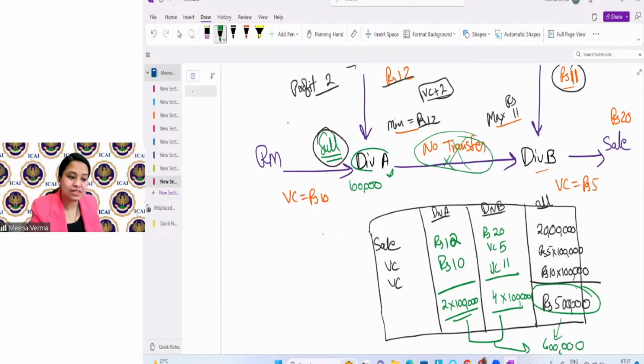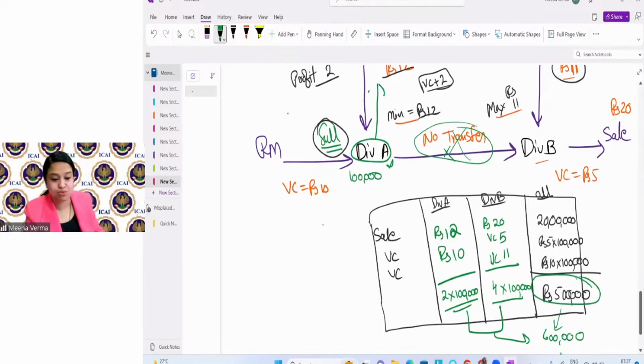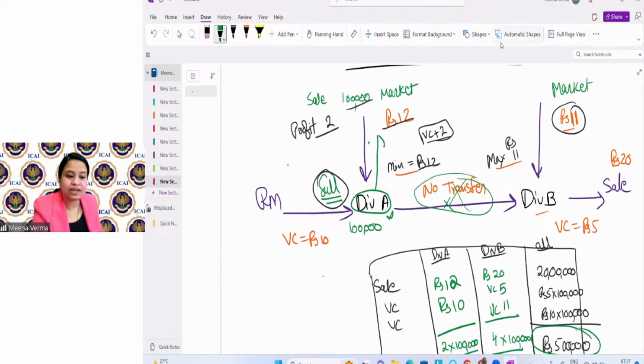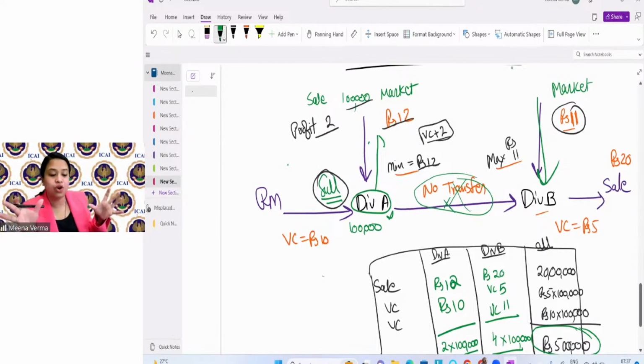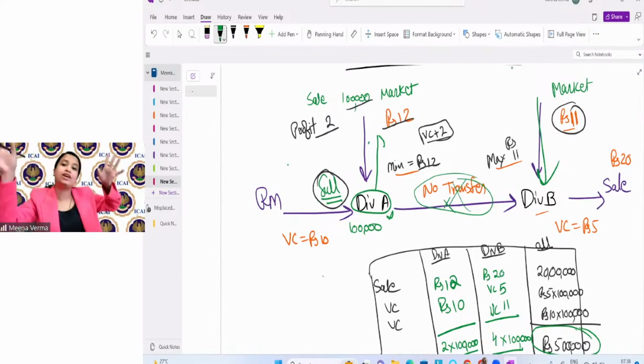So what will happen? This division will sell their entire unit outside market because it is profitable for division A, right? And this division will buy the entire unit from outside market. Both the manager of division A and B will earn the profit, and the overall company will also earn the profitability here. This is goal congruence. मतलब even though no transfer is taking place, still the overall profitability of the company is maximum in this case. ठीक है?